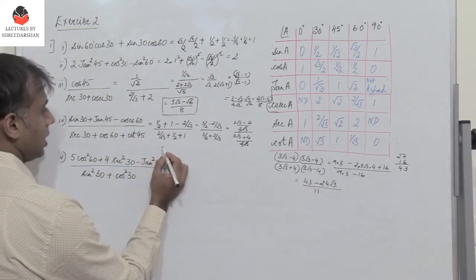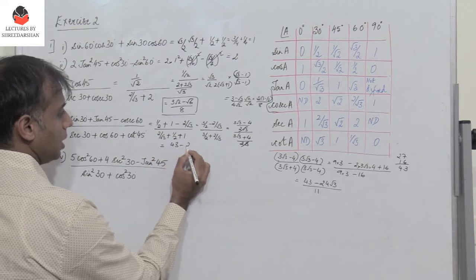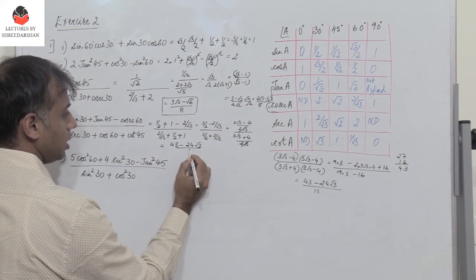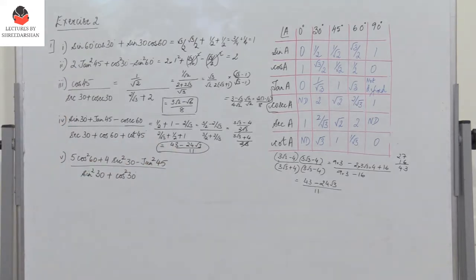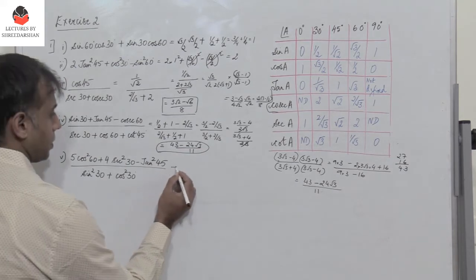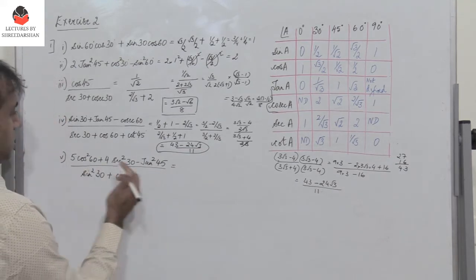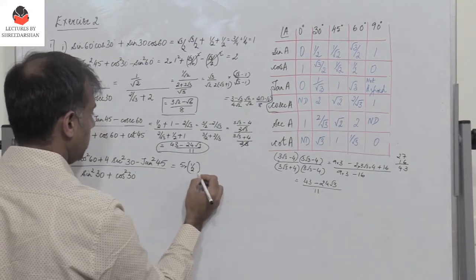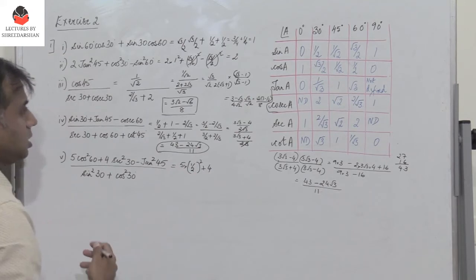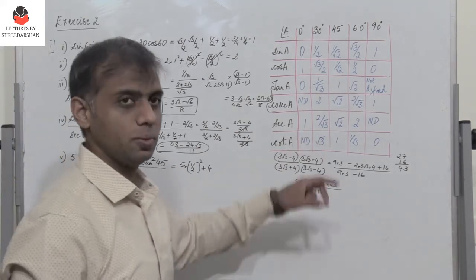Okay, so the final answer is 43 minus 24 root 3 divided by 11. So next, the fifth problem, we have 5 cos square 60. So what is cos 60? So I have 5 into cos 60 is 1 by 2 the whole square plus 4 secant square 30. So secant 30 is 2 by root 3.